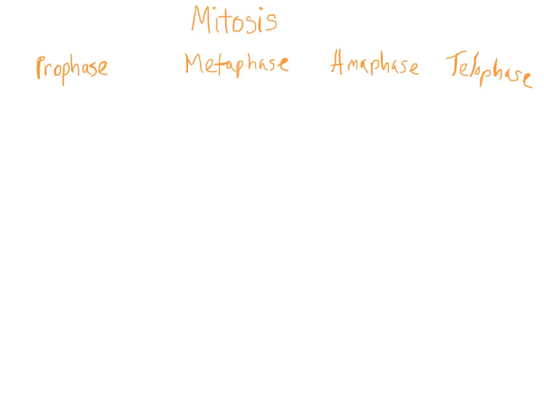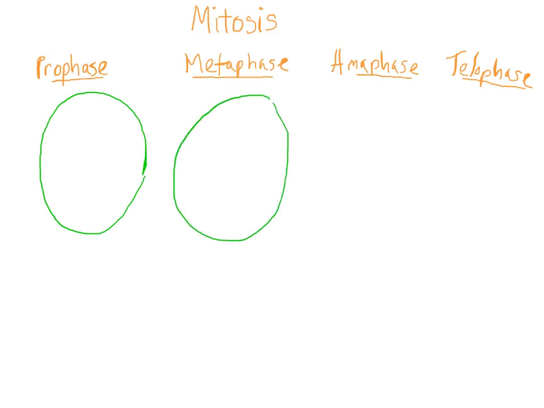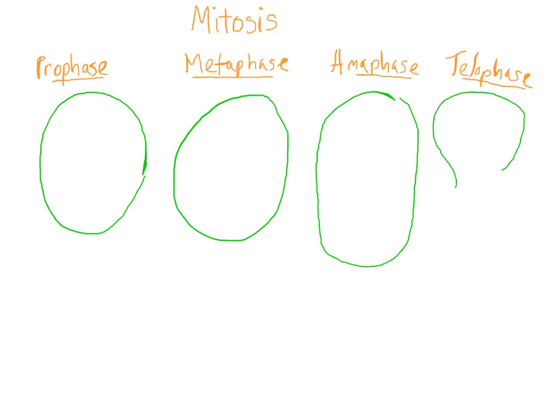Now in this part we're going to discuss the 4 phases of mitosis. We have prophase followed by metaphase, anaphase, and then telophase. Again, the green will represent the outside of the cell. So I'll draw 4 cells here. In anaphase, it may start elongating. And in telophase, it probably is shaped like a peanut, at least in an animal cell.